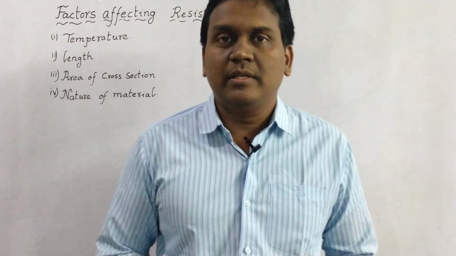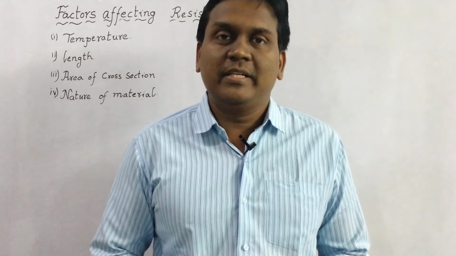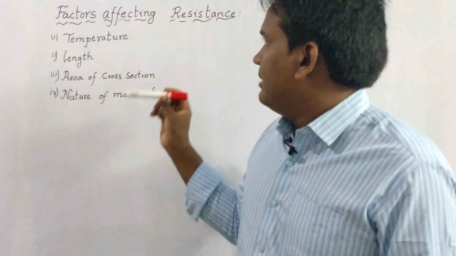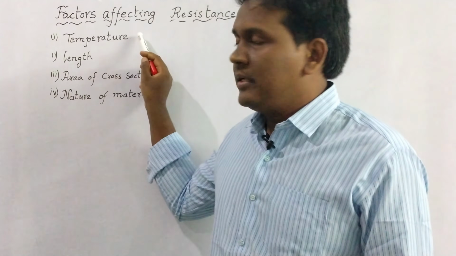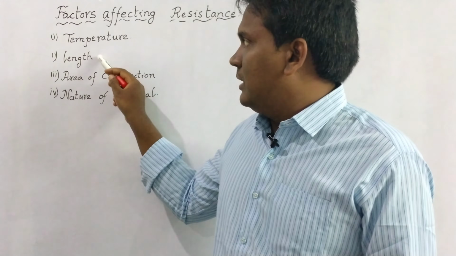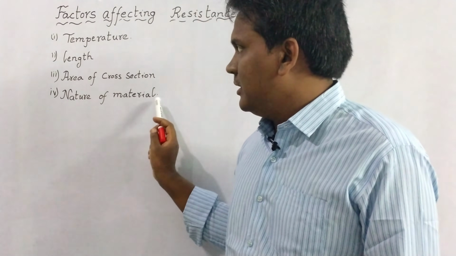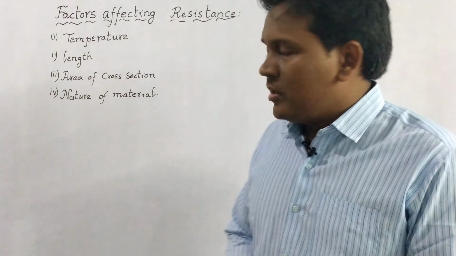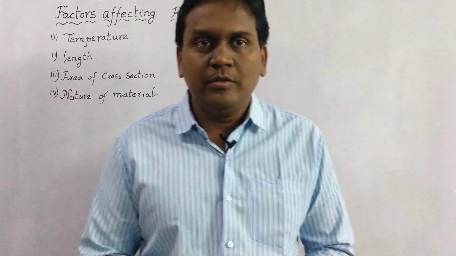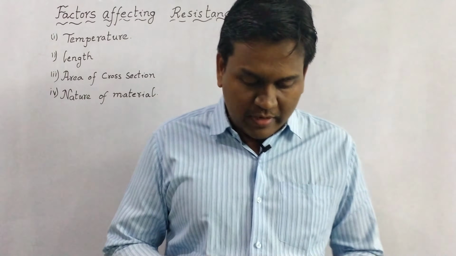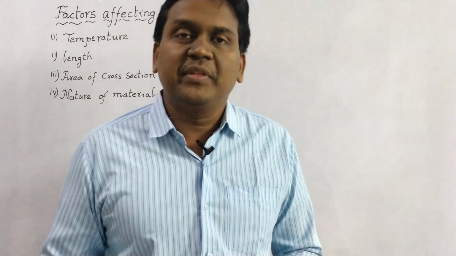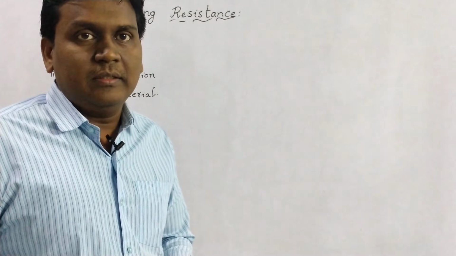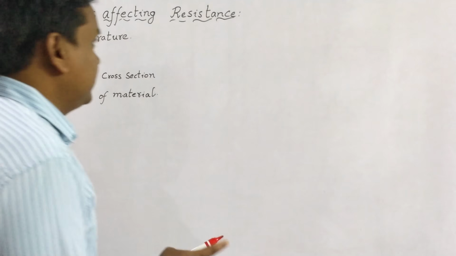In this session we are going to discuss the factors affecting the resistance. Here are the four factors which affect the resistance: temperature, length, area of cross section, and nature of the material. Now let us see how to verify how these factors are affecting the resistance.